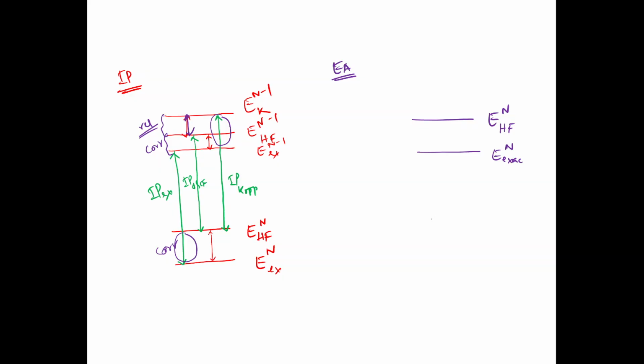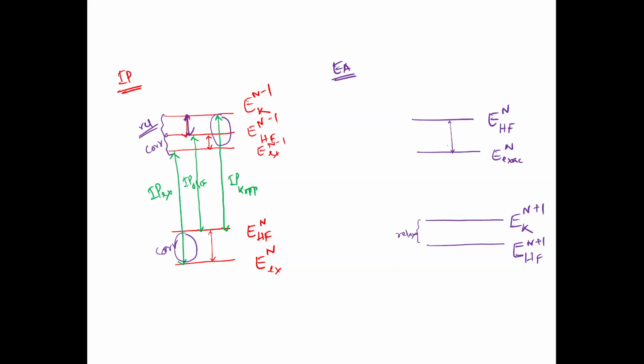Now, if this is the state of your Koopmans, this is your Koopmans state for the n plus 1 electron. If you do the Hartree-Fock separately, you will get a lower energy, that's for sure. So this is your Hartree-Fock for n plus 1, and this is your relaxation energy, right? And this difference is basically the correlation energy for the n electron.